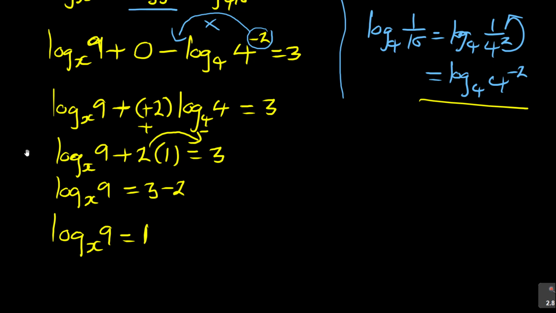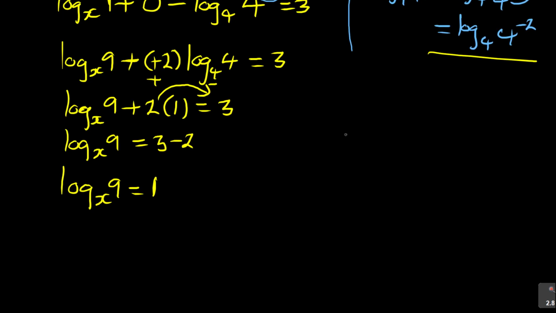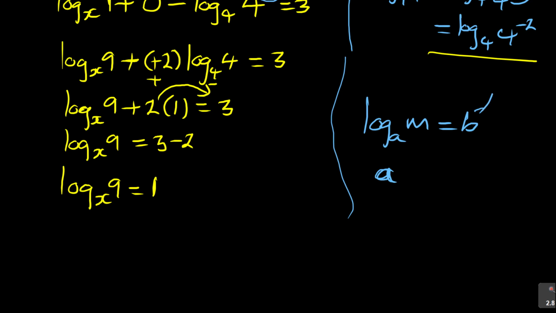Now how do you simplify this? Now pay attention. It's not difficult. This is what you do. If you are given log base a of m is equal to b, look what you do. You take a as the base, which is still a base here in exponential form. It's a. This becomes the power.